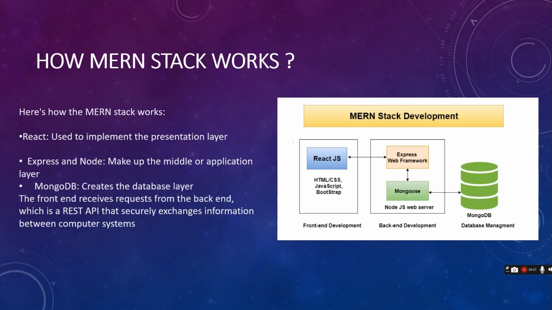Okay, let's move ahead. Now, this is the point where you need to focus: how the MERN stack works. React is used to implement the presentation layer. It's like the first interaction, the front end part. Express and Node are backend development, and MongoDB is our database management. As we can see in the picture, this is how all these are connecting with each other.